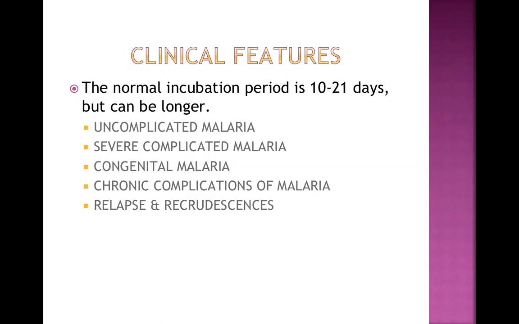So there are different stages, a different way by which we can discuss the clinical features, like clinical features of uncomplicated malaria, clinical features of severe complicated malaria, also known as malignant malaria or falciparum malaria. What happens in congenital malaria? What are the chronic complications of malaria? And what do you mean by relapse and recrudescence? The last two terms we have already discussed. So the remaining terms or stages we are going to talk about one after the other.